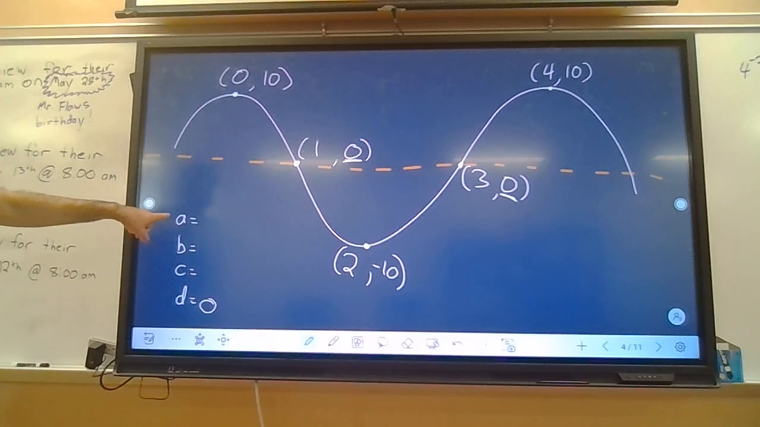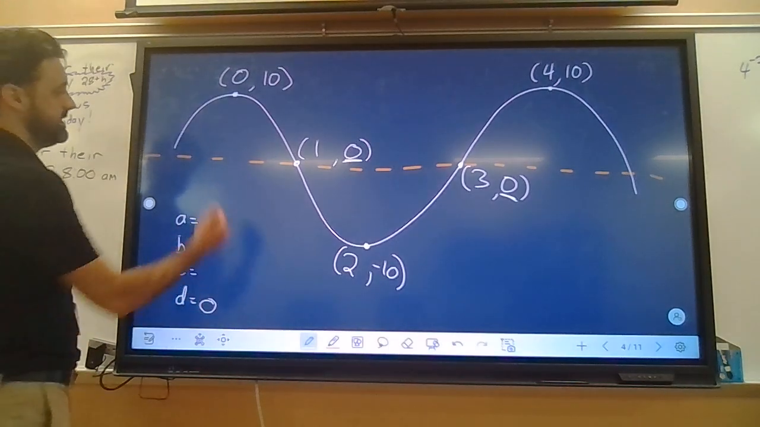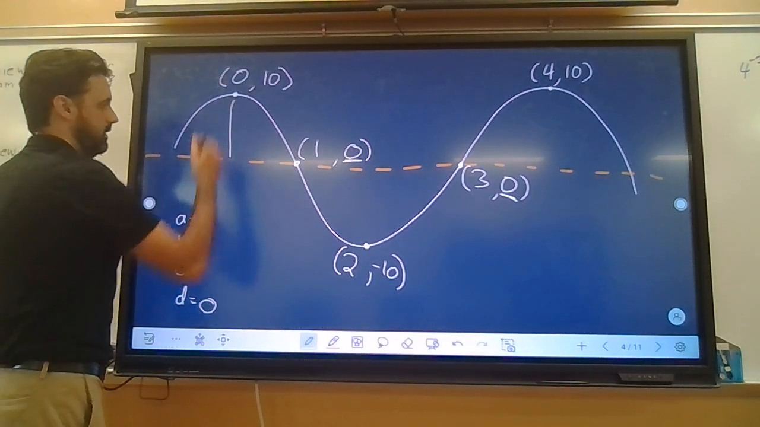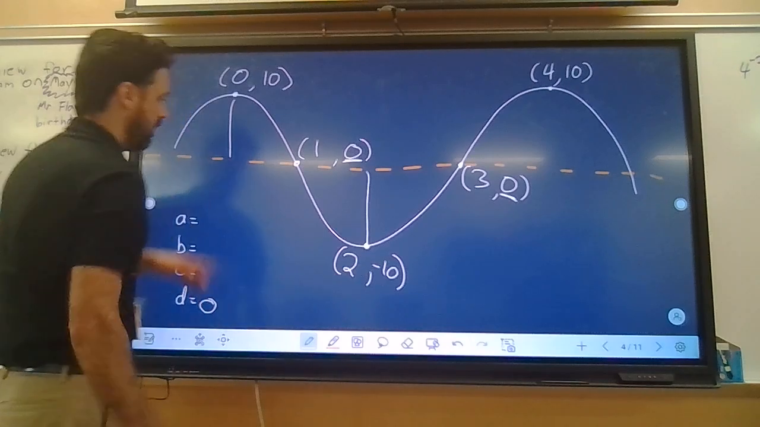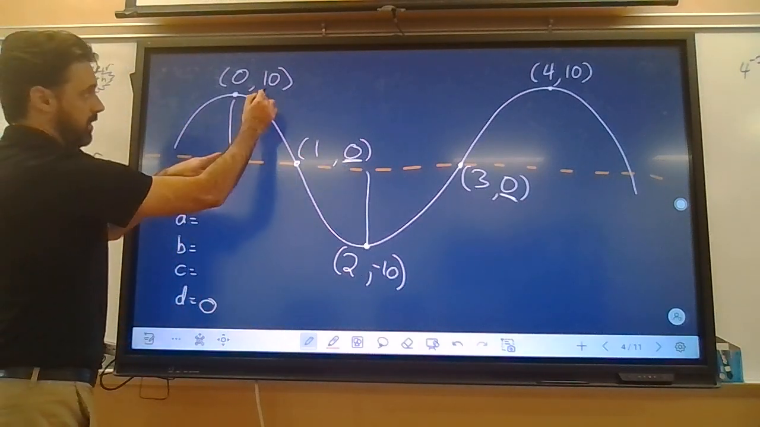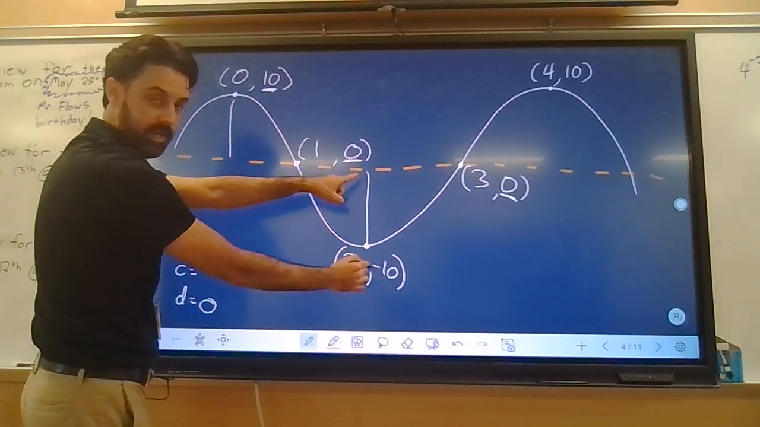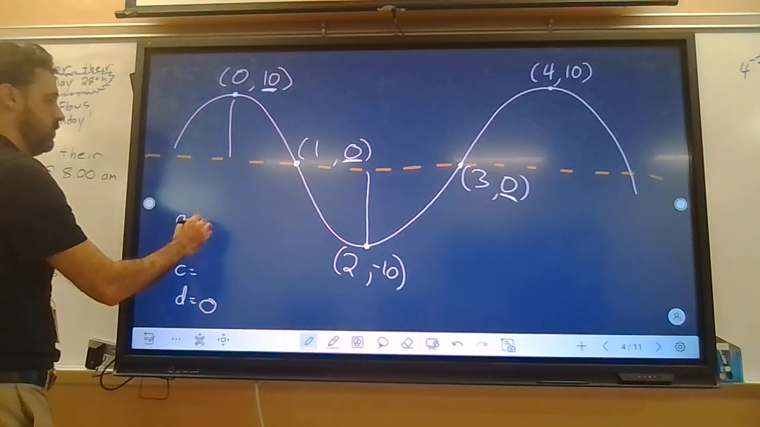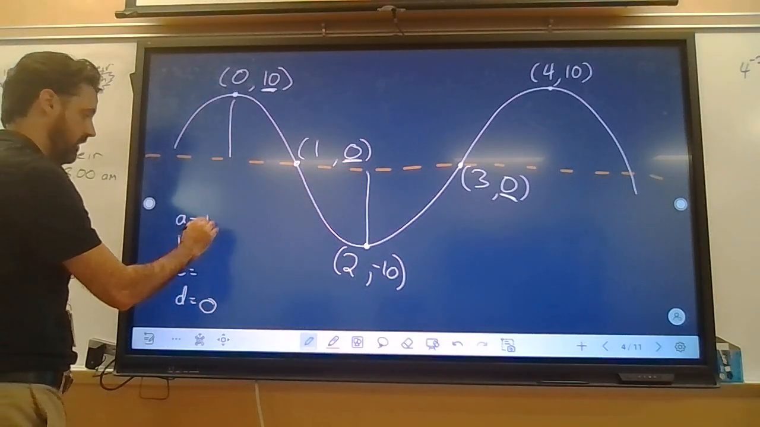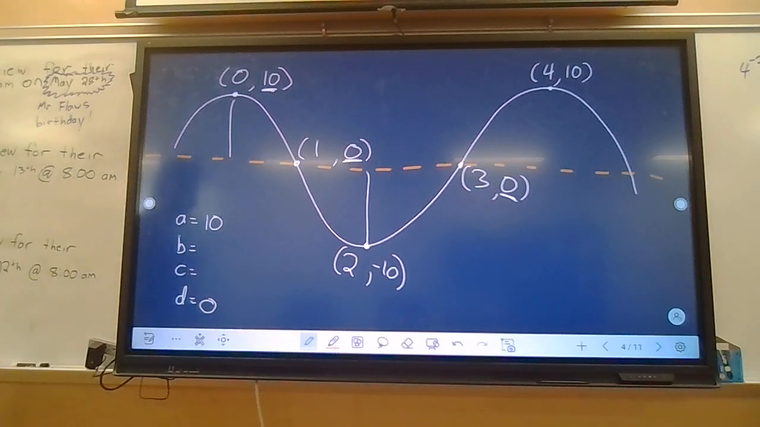A, remember A is amplitude. Amplitude is a distance. It's the distance from the midline to the top or to the bottom. Well, from the midline, looking at our y values here, I could go up 10 or I could go down 10. So A is either positive or -10. Don't put both, just pick one. I'm going to go with positive 10 here.